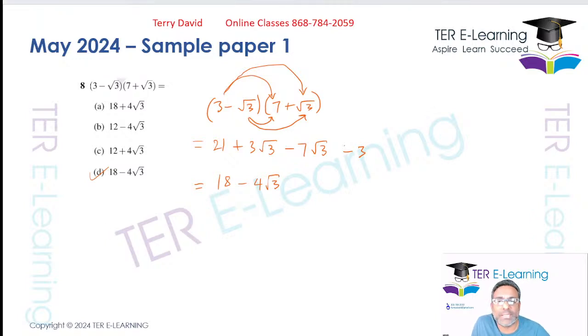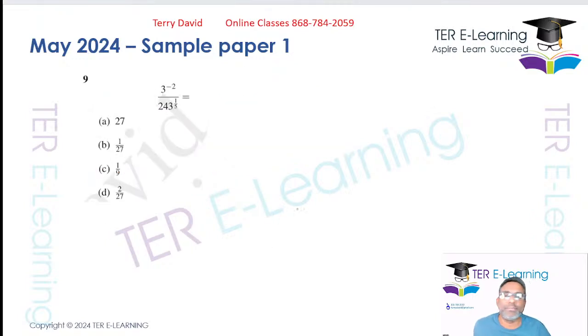Right, so that's number 8. Question 9 here, we have an indices question. So 3 to the power minus 2, and you're dividing that by, I'm writing it like this so that I can simplify if I need to, 243, and that's being raised to the power 1/5. So 3 to the minus 2 is really 1 over 3 squared. Now wait, before I even reach here, could you all tell me this 243, can I write that as 3 to the power something?